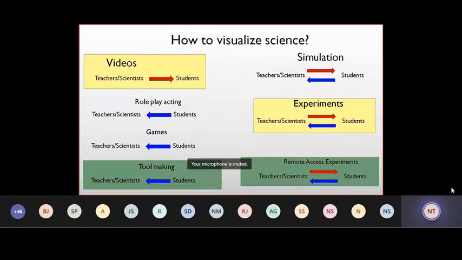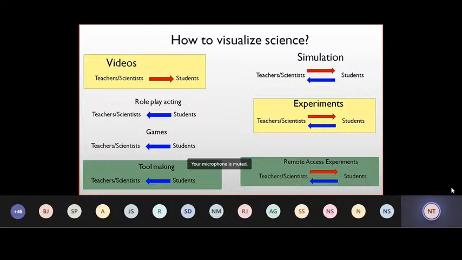Now, how to visualize science? That is through videos. I already told you about simulation, and you can see that there is an arrow diagram of scientists, teachers, and then students. In videos, we are creating videos and students are seeing them, but we really don't know how much students understand, because the flow is not duplex. There is a terminology in electronics called duplex, which is two-way communication. So video is single-directional communication.